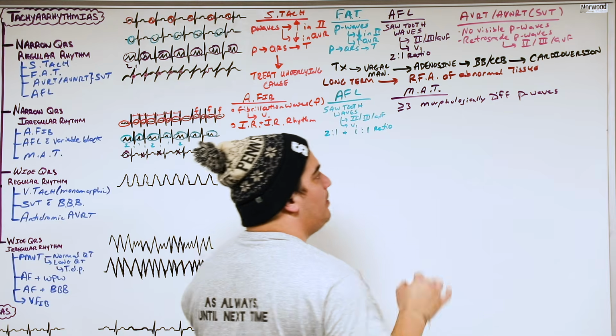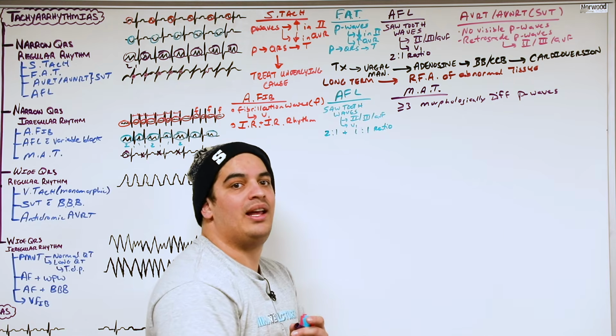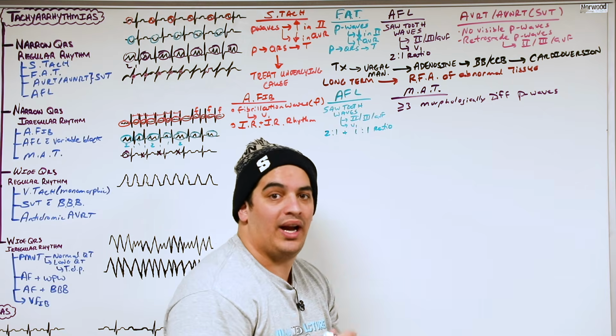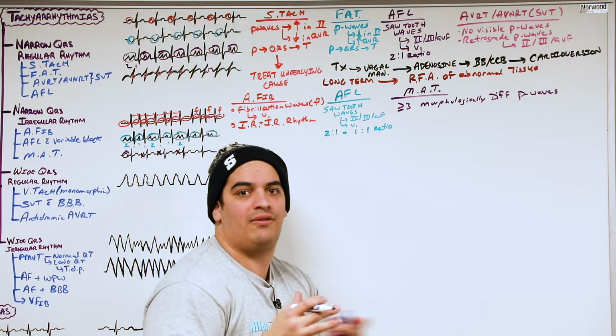The reason why it has to be tachyarrhythmic, or greater than 100 beats per minute, is because there's another arrhythmia that looks just like multifocal atrial tachycardia, but it's a normal rate. That's called a wandering atrial pacemaker, so don't confuse them.